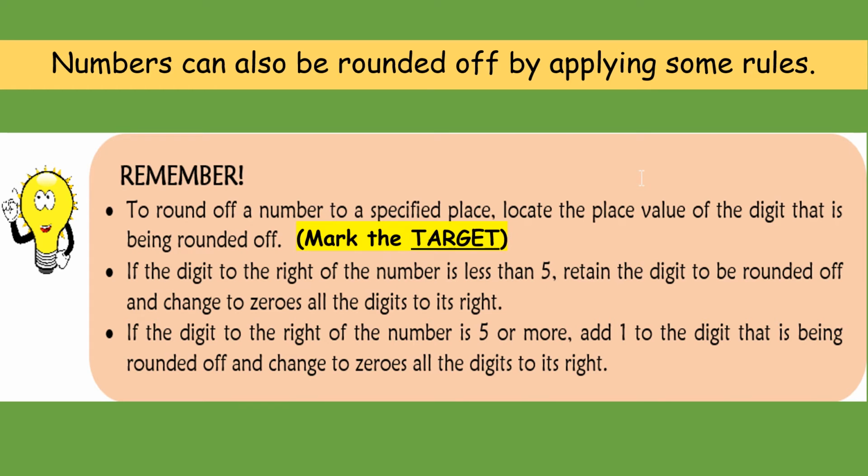Second, if the digit to the right of the number is less than 5, retain the digit to be rounded off and change to zeros all the digits to its right. We call it rounding down. Third, if the digit to the right of the number is 5 or more, add 1 to the digit that is being rounded off and change to zeros all the digits to its right. This is called rounding up.